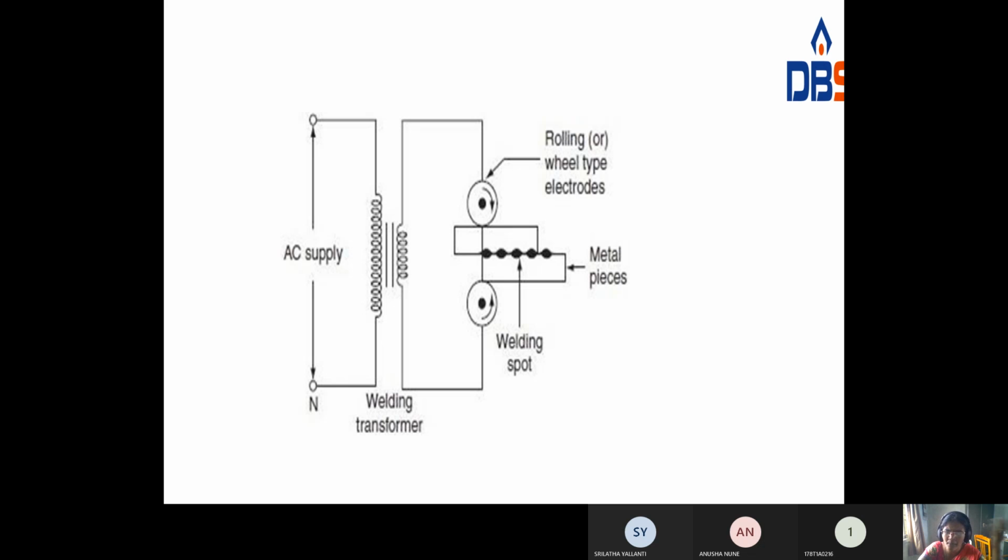The remaining process is the same. Here I give the supply, and at that time the current is passed through the electrodes. That heat will join the two metal pieces. So this is seam welding.